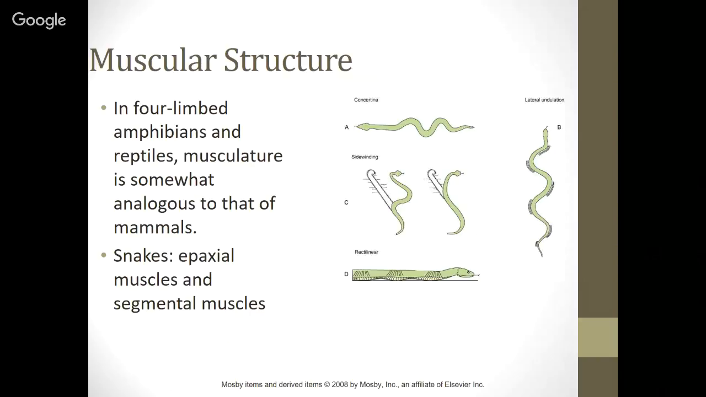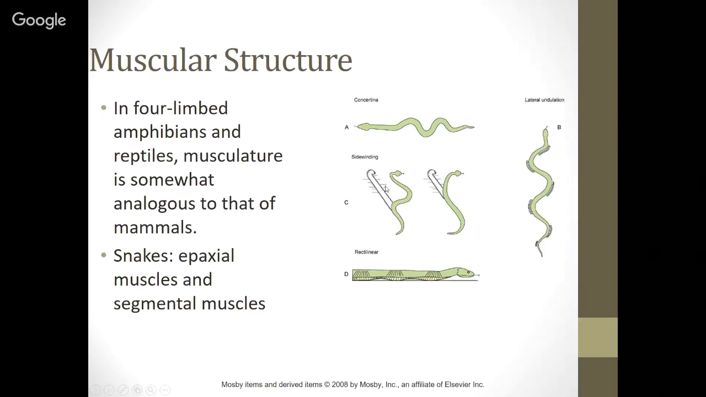With snakes, they have epaxial muscles and segmental muscles. And there are different ways that snakes can move. We have a concertina type movement. We have lateral undulation. It just depends on how they push off the surface of the earth.